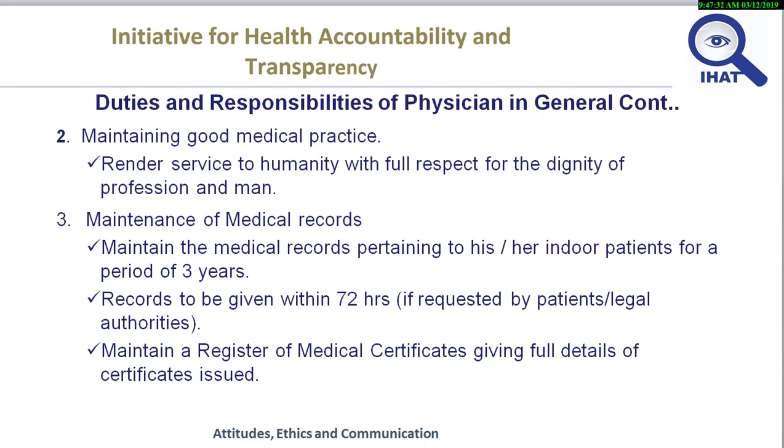Maintain good medical practice. Render service to humanity with full respect for the dignity of the profession and also for the dignity of man. And it is also important to maintain medical records. It is important to maintain medical records pertaining to his or her indoor patients for a period of 3 years, and records to be given within 72 hours if requested by patients or legal authorities, and maintain a register of medical certificates giving full details of certificates issued.